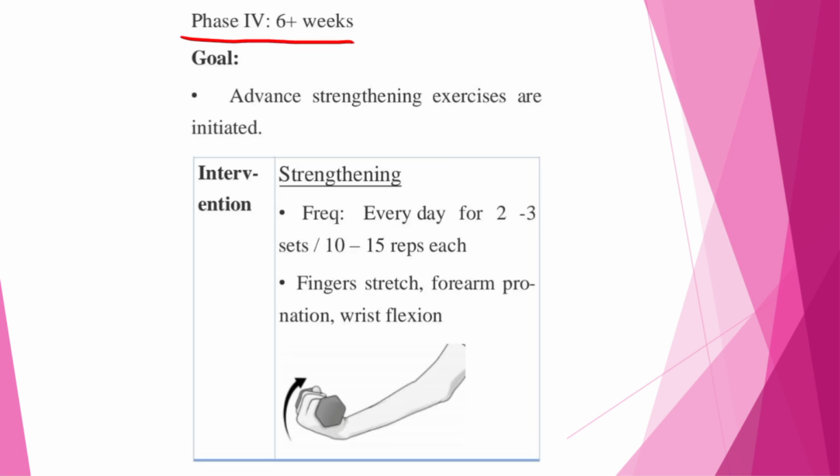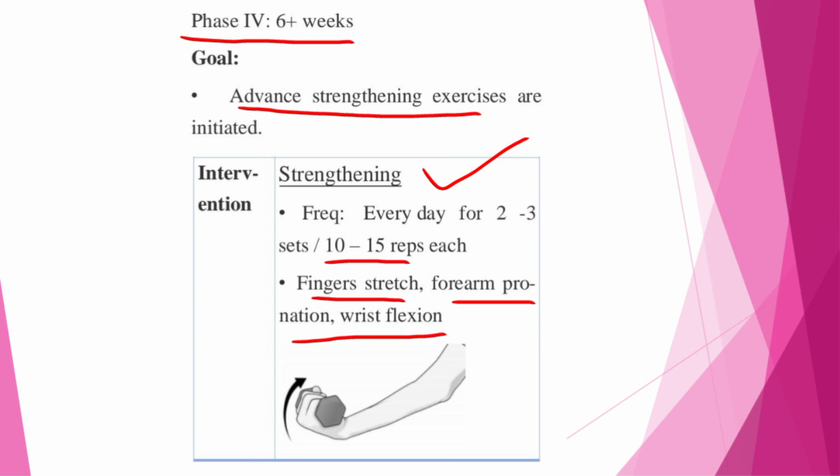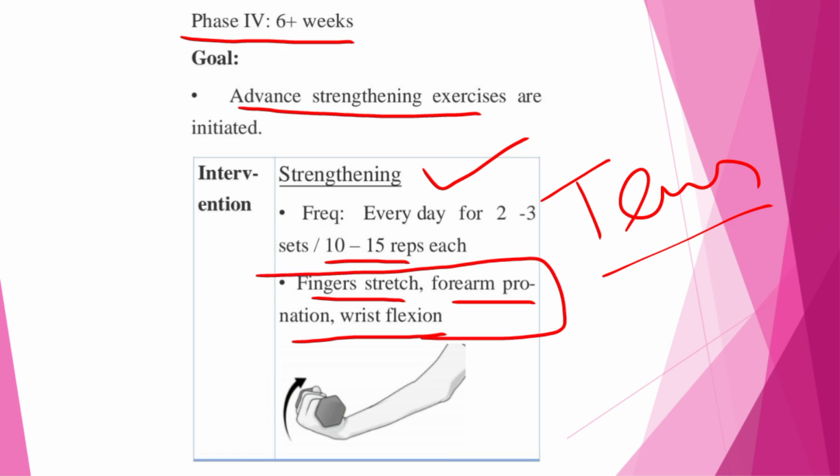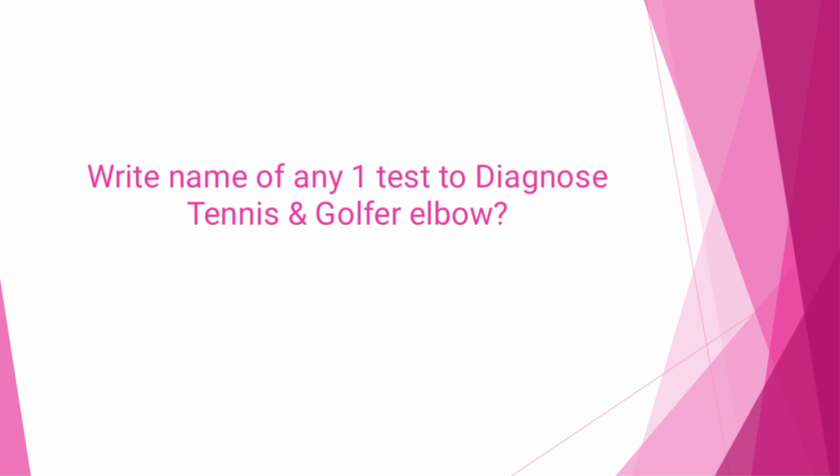And the fourth phase, 6+ weeks, the goal is to do advanced strengthening exercises. Intervention: strengthening, every day for 2 to 3 sets of 10 to 15 repetitions each. Finger stretching is very important, along with forearm pronation and wrist flexion. In the tennis elbow, we stretch the supinators and wrist extensors, and in the golfer elbow we do a forearm pronation stretch and strengthening of the forearm pronators and wrist flexors. This is very important. Always remember these points.